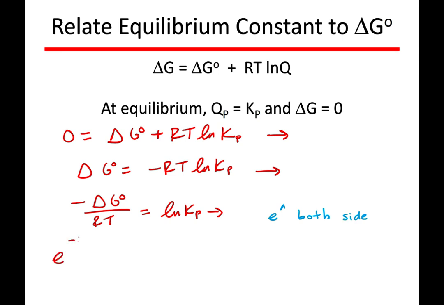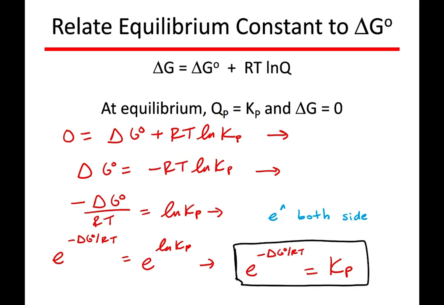We get e to the negative delta G standard over RT is equal to e to the ln of Kp. And again, e and ln cancel out. So you're going to get that e to the minus delta G standard over RT is equal to Kp. So this equation allows you to find what the value of K is if you know the standard value of delta G and you know temperature. And this other equation up here that I'm boxing right now allows you to calculate what delta G standard is if you know the value of Kp. It's important to be familiar with both of these equations. And both of them allow you to relate delta G standard to Kp.